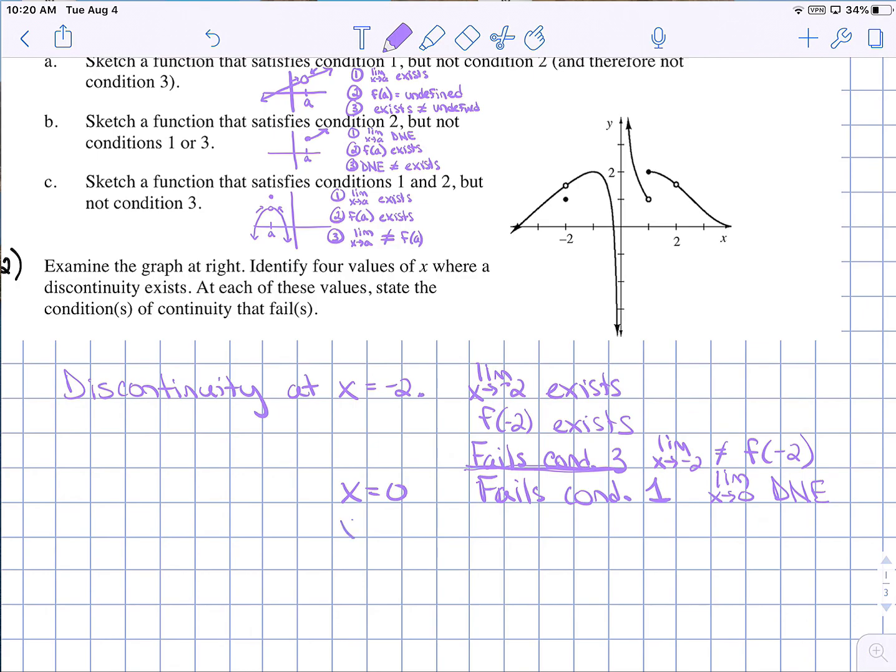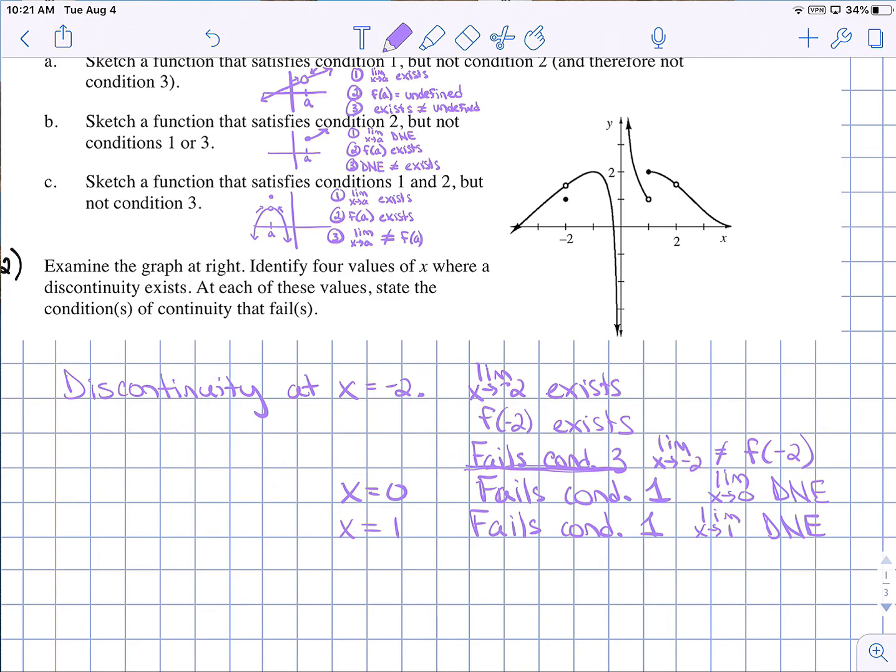The next discontinuity is at x equals 1. It fails condition 1 again, because the limit from the left is approaching 1. However, the limit from the right is approaching 2. So the limit as x approaches 1 also does not exist. We're approaching 2 different values from the right and from the left.